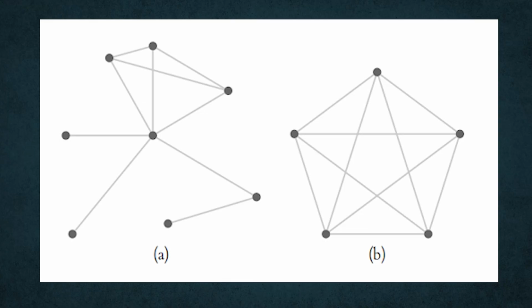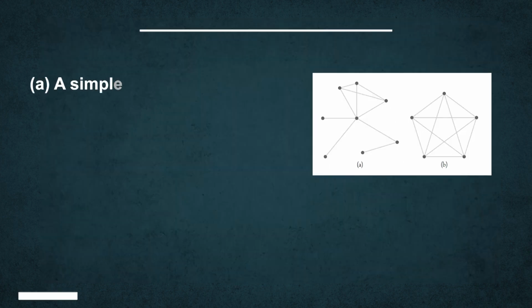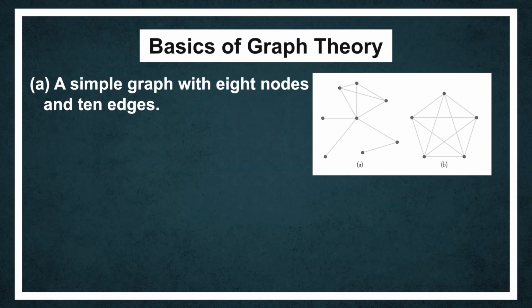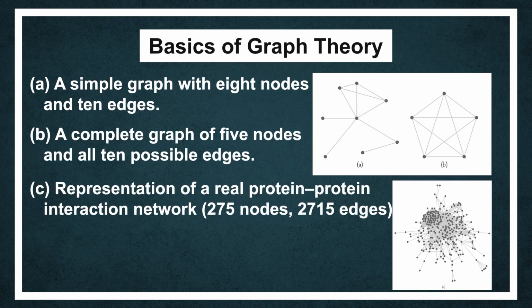Here in figure A, a simple graph with 8 nodes and 10 edges. Figure B represents a complete graph having 5 nodes and 10 possible edges, and figure C, which is a snapshot of a real protein-protein interaction network having 275 nodes and 2715 edges.